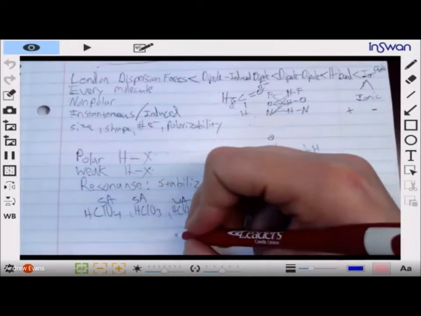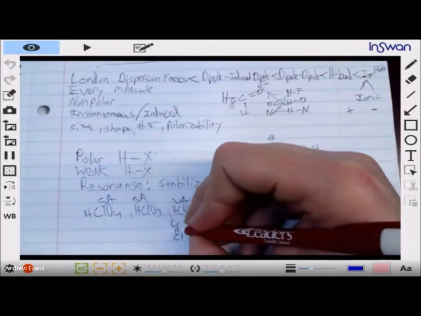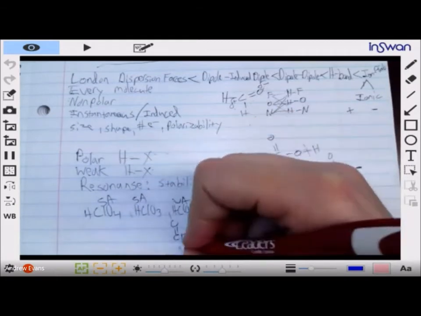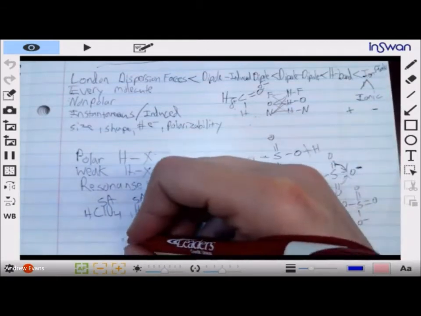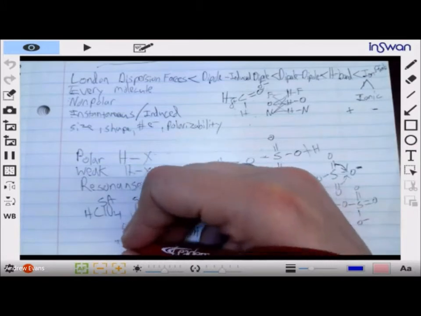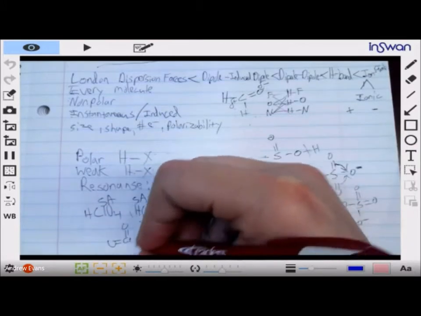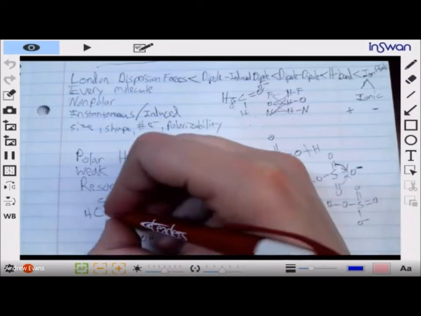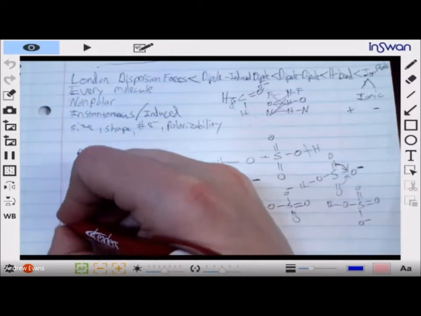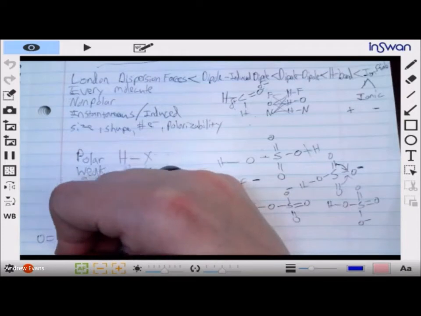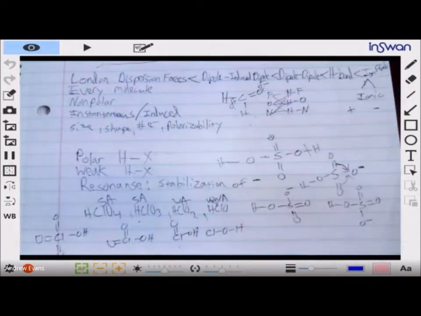This guy, you would have ClOOH. There's maybe one resonance structure. This guy's going to have ClOOH, and there are two other resonance structures. HClO4, you have a total of 4 different possible structures once you lose that proton. So the acidity of this goes way up in comparison to the acidity of this. All this is brought about by resonance structures.